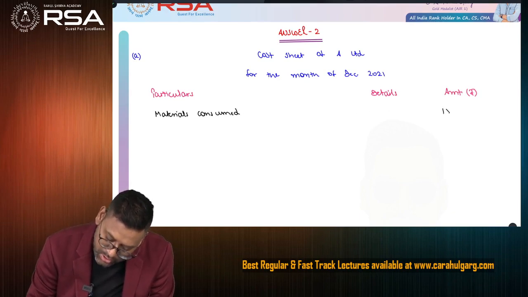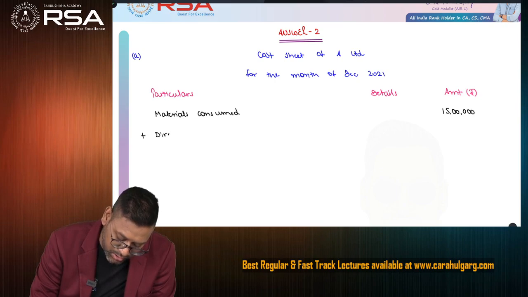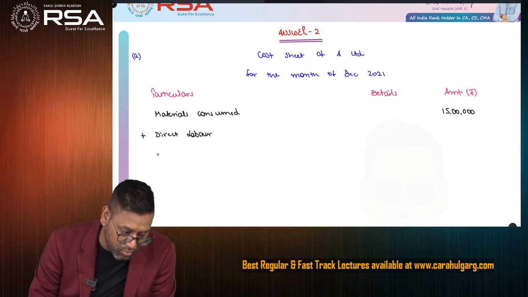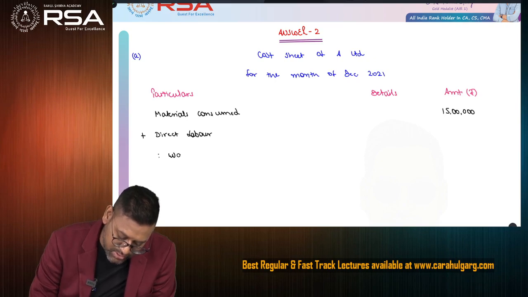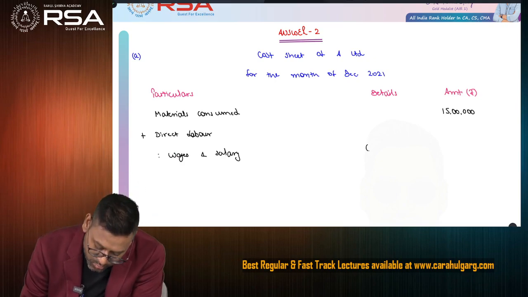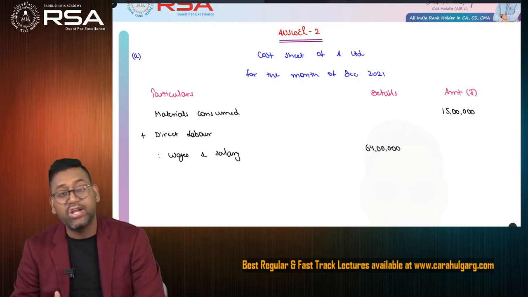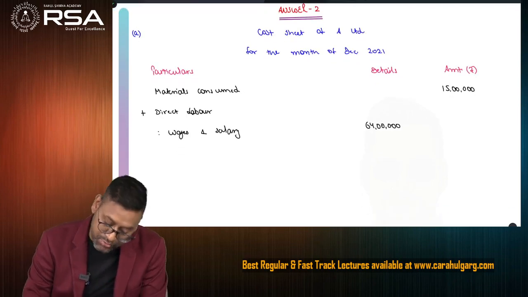Materials consumed, 15 lakh. Then we have to add the direct labor. Now for direct labor, two sets of expenditure were given. Wages and salary was the first. I am writing this detail in the inner column, and in the outer column we shall take the consolidated figure. So it says you paid rupees 64 lakh towards wages and salary, and then gratuity and leave encashment of 44 lakh 20,000.